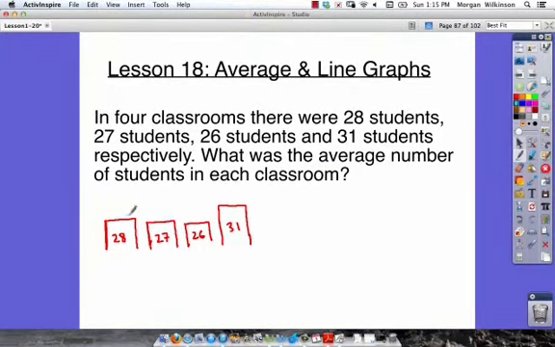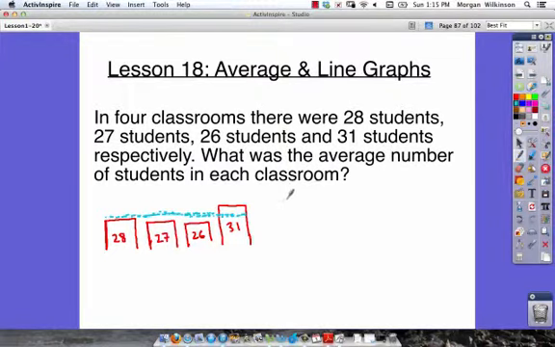If we want to find what was the average number of students in each classroom, what we're trying to do is we're going to try to figure out how we would distribute these students equally between the classrooms. We're trying to figure out where the bars would all be the same height. Okay. That was a little bit crooked there. It looks a little bit bigger, a little bit better. So we want all the bars to be the same height.